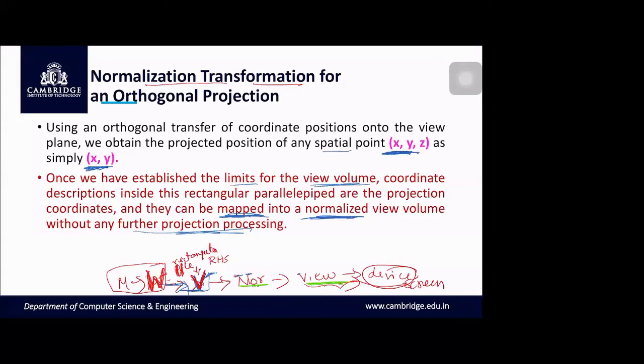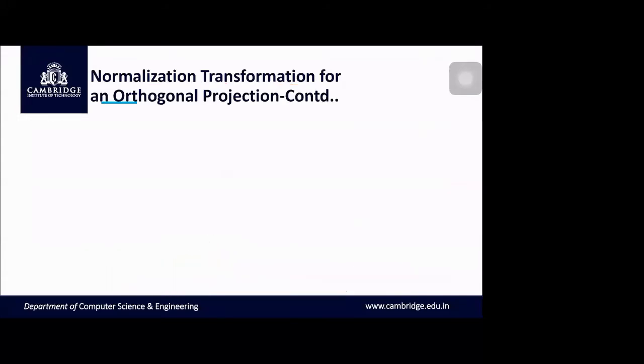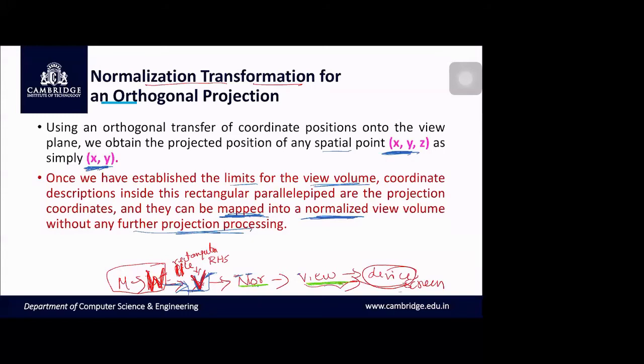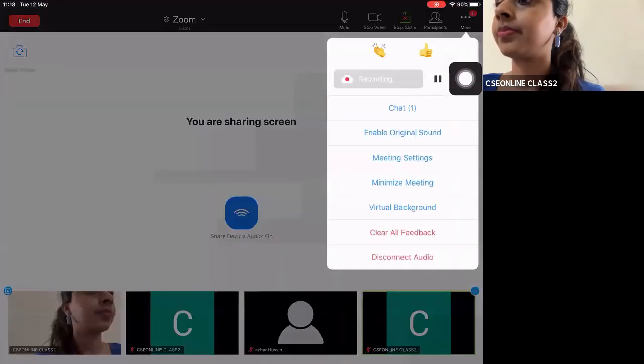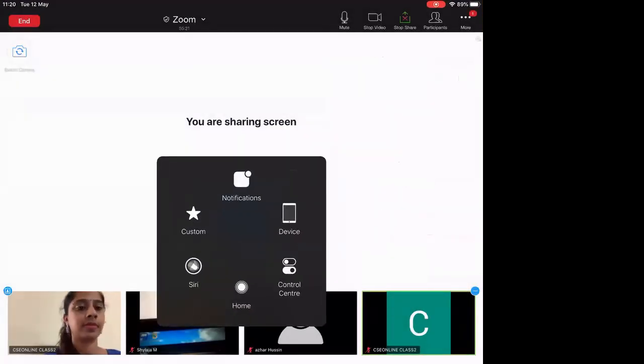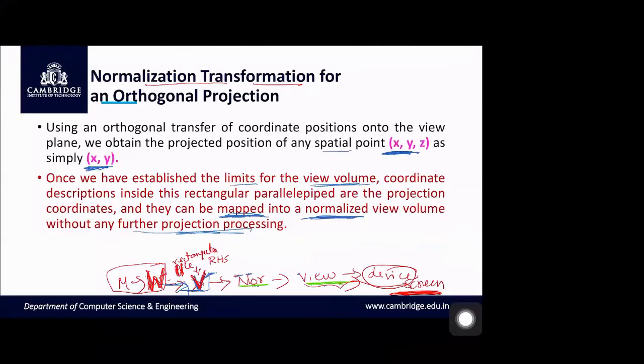What coordinate system will you expect for your screen? I will wait for your answer. What kind of coordinate system do you expect here for the screen? Right-handed or left-handed? So when you see your screen, the coordinate system will be left-handed.